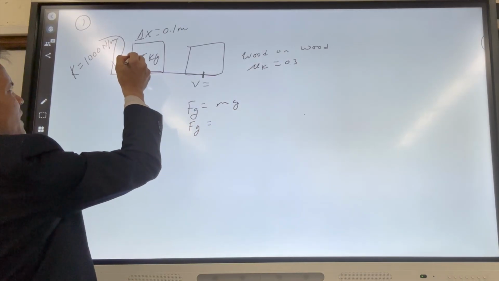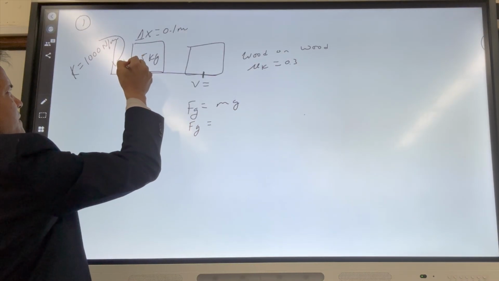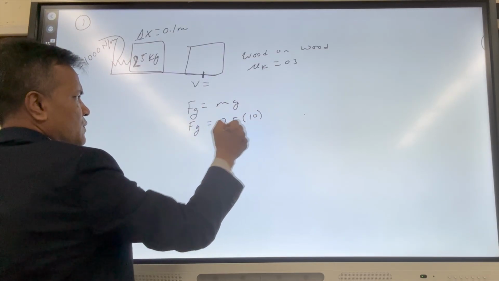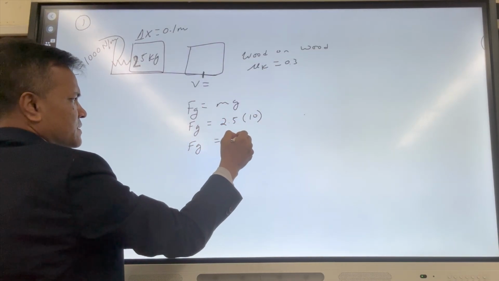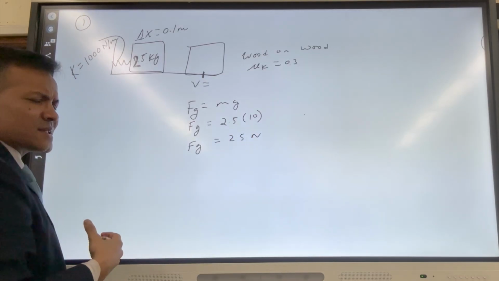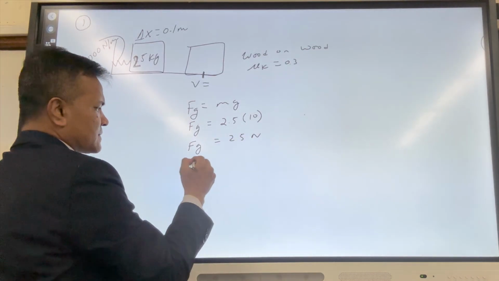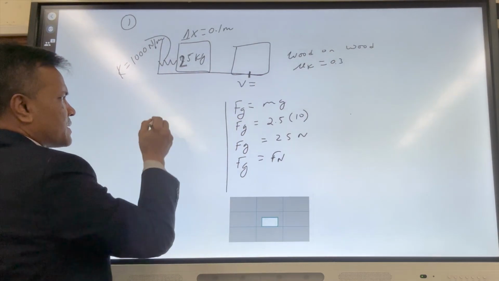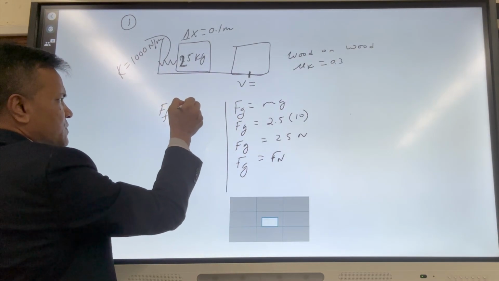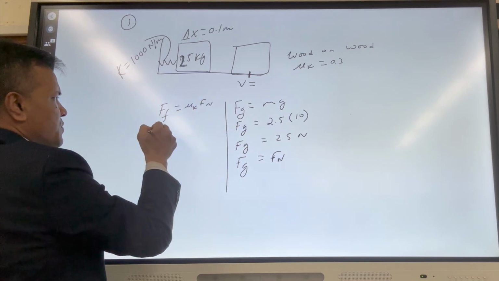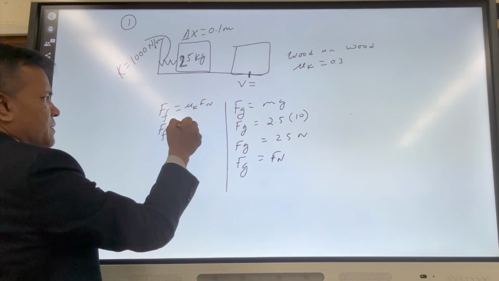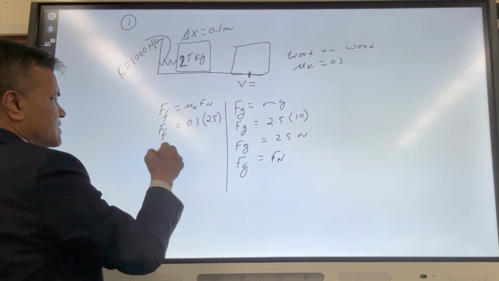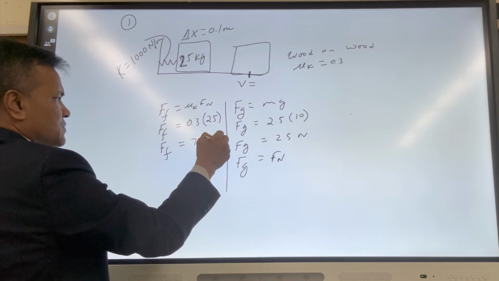Let's say 2.5 kilograms, so 2.5 times 10. So weight is 25 Newton. Good. So what is then normal force? Normal force is equal to weight. Speaking of normal force, you have to find the friction force. FF is mu K Fn. Mu K for wood on wood is 0.3, and this is 25, so this is 7.5 Newton.